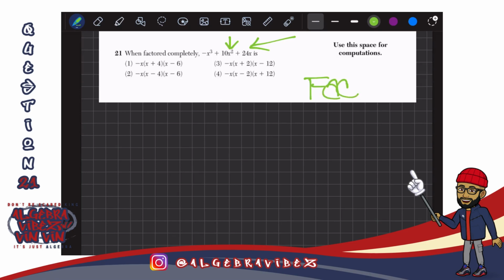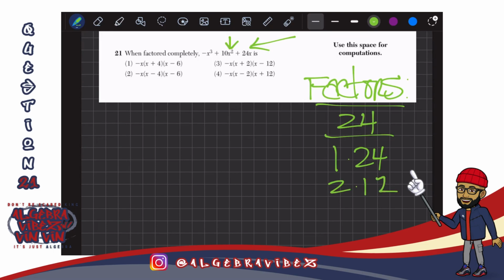So I'm going to, over here on the side, find the factors of 24. So we're going to list them. 1 and 24, 2 and 12, 3 and 8, and then 4 and 6. Now we can get rid of some of these because we need it to add up to this middle term right here and multiply to this term outside here, the third term.